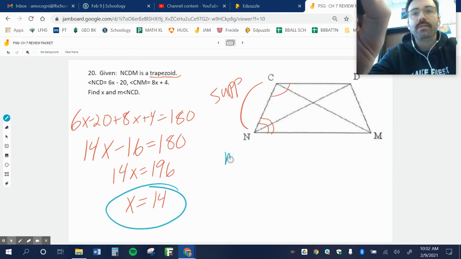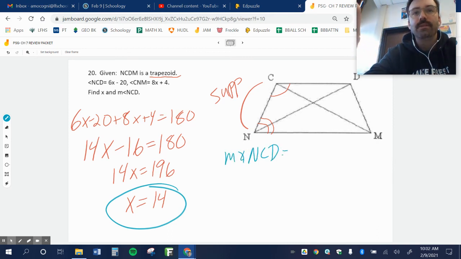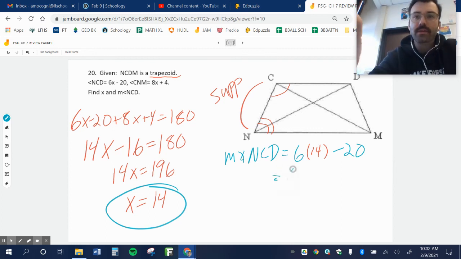Now I want to find the measure of angle NCD. I'll substitute x in. 6 times 14 minus 20. 6 times 14 minus 20, I should get 64 degrees.